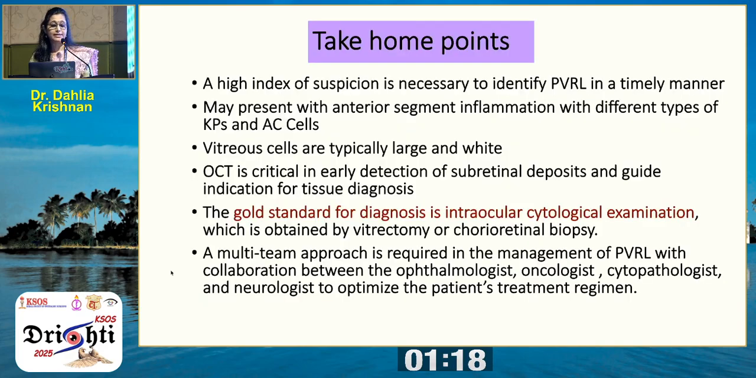So my take-home points are, you should have a high index of suspicion to identify PVRL in a timely manner. It may present with anterior segment inflammation with different types of KPs and AC cells. The vitreous cells are typically large and white. OCT is critical in the early detection of subretinal deposits and guides the indication for tissue diagnosis. The gold standard for diagnosis is intraocular cytological examination, which is obtained by vitrectomy and chorioretinal biopsy. A multi-team approach is required in the management of PVRL, with collaboration between the ophthalmologist, the oncologist, cytopathologist, and neurologist to optimize the patient's regimen.